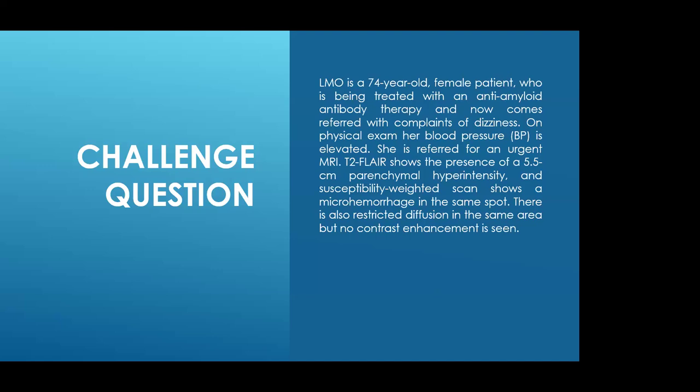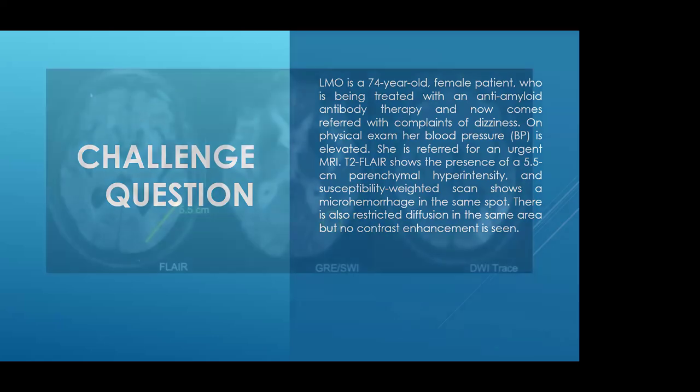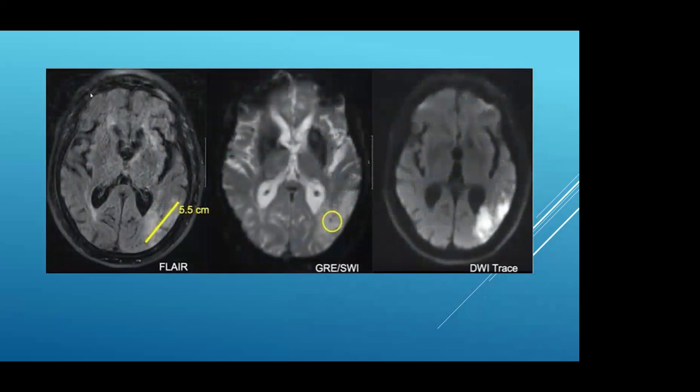She is referred for an urgent MRI. When you take a look at T2 FLAIR, it shows a 5.5 centimeter parenchymal hyperintensity. You also see some susceptibility-weighted scan showing some microhemorrhage in the same spot as the previously mentioned lesion. There is also restricted diffusion, and I'm going to show you the image so that you can have a better idea. You have the 3 sequences, FLAIR, GRE, and DWI, and I just want you to try to remember these images.